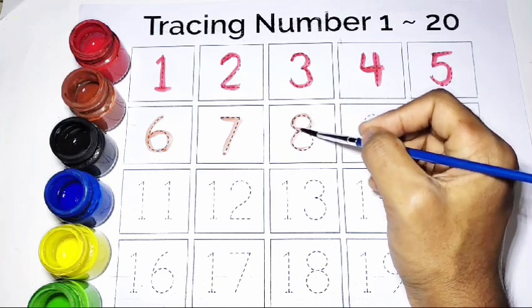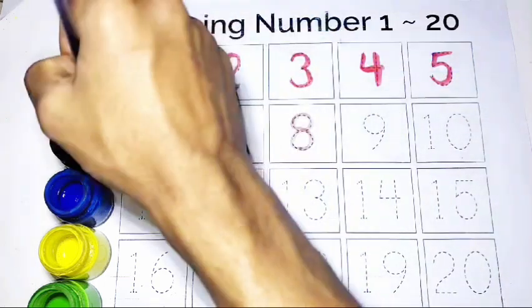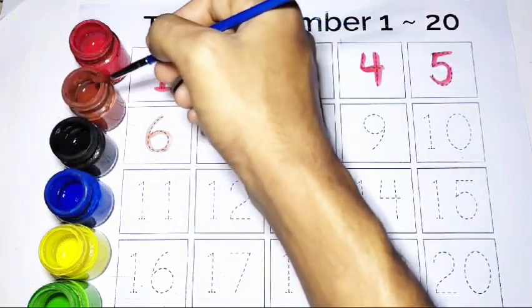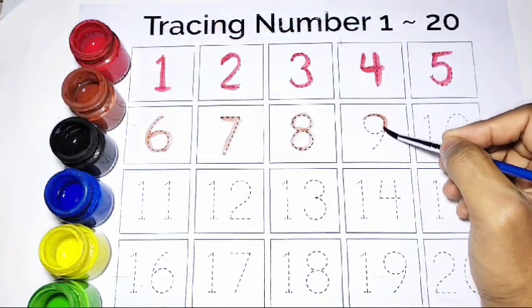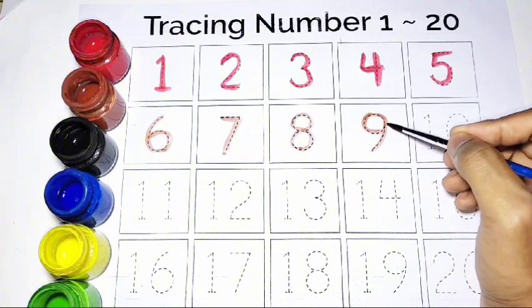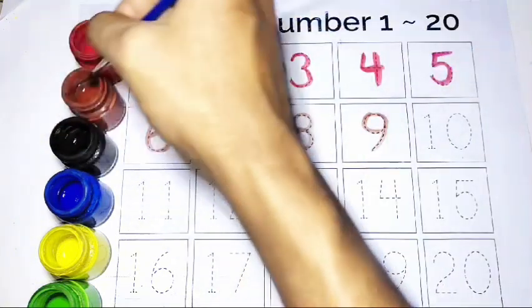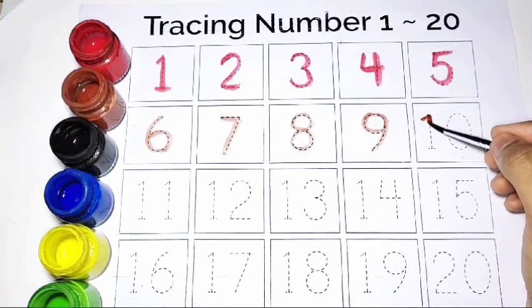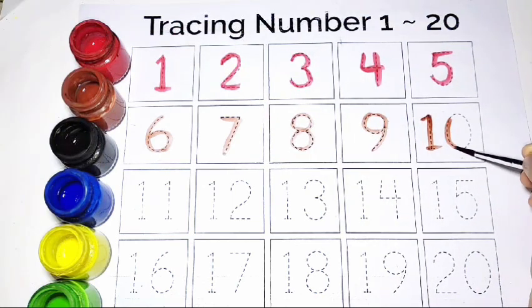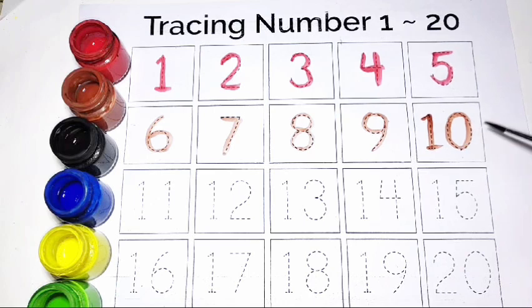Kids, now we draw the number 8. The number 8. And the next one is 9. Now we draw 9. N-I-N-E, 9. Now we draw 10. The number 10. T-E-N, 10.